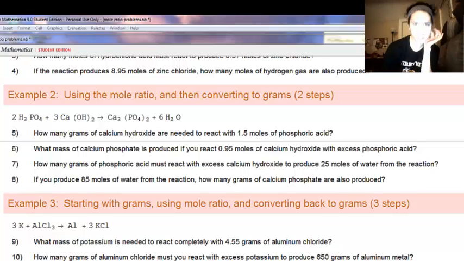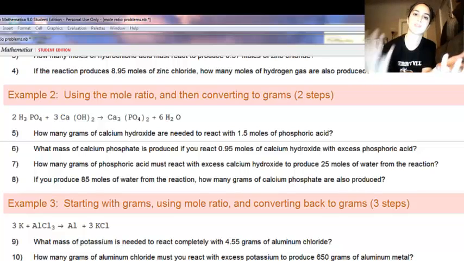Hello and welcome to part 2 of the mole ratio videos. In the first part, we learned how to go from moles of one thing to moles of another using the mole ratio that we obtained from the balanced equation. Now these two-step problems are going to go from moles to grams or grams to moles.